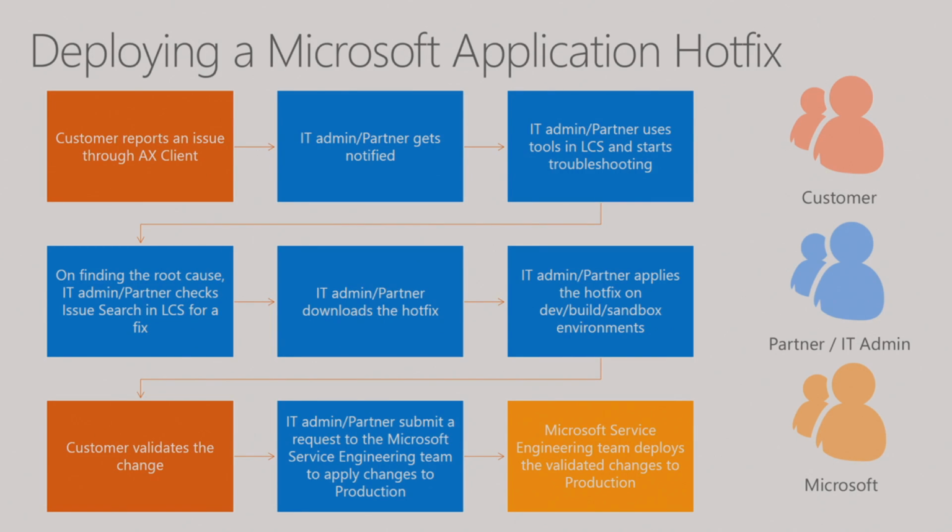At that point, the IT admin or the partner would turn around and say, okay, I'm ready to push this for production, and they would schedule the time that they want that downtime to occur and the hotfix to be deployed. Microsoft would then, during that downtime, take the environment down, go through, apply those packages to all the AOS servers within that environment, restore the environment back up, and release it back out to the customer or partner.